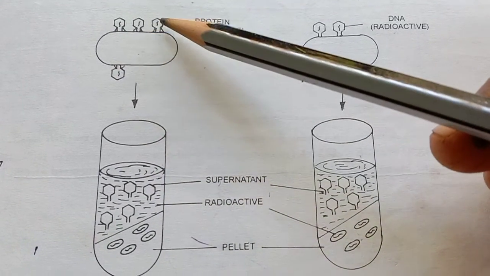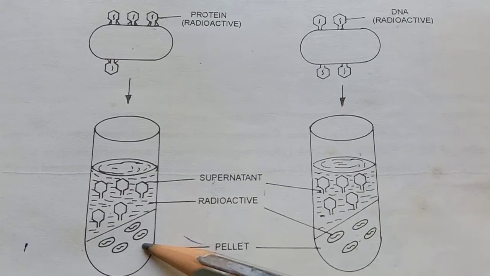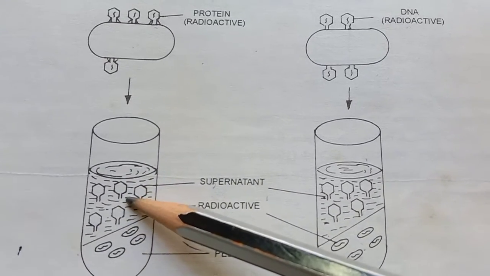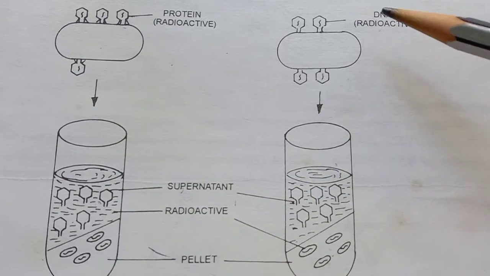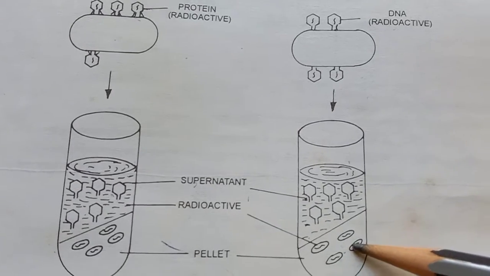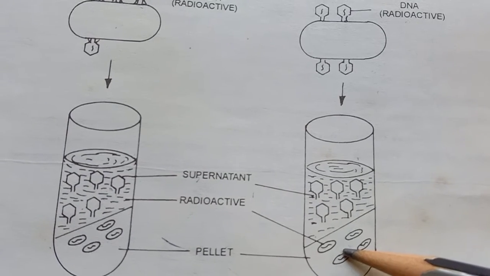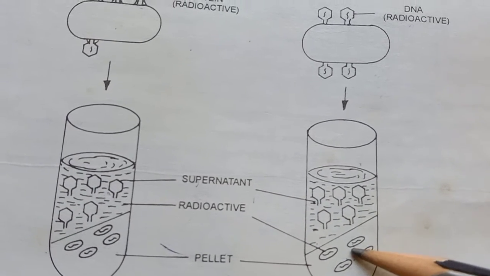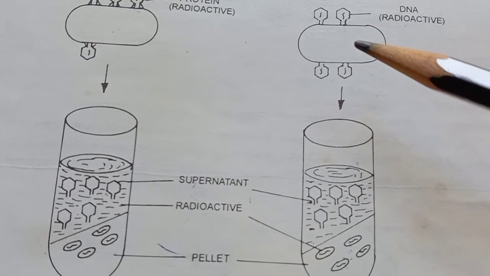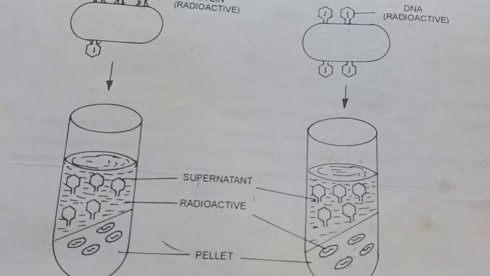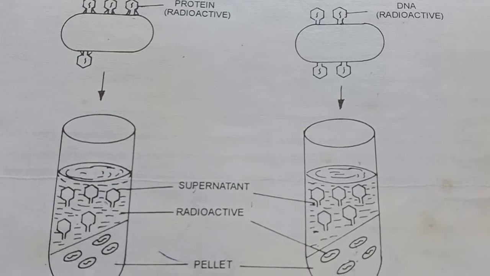Here the protein is radioactive, and after centrifugation you can see in the pellet there is no radioactivity, while in the supernatant there is radioactivity. That means the protein coat is showing radioactivity. In the second medium, where the DNA was radioactive, after centrifugation you will see the radioactivity in the pellet, which clearly shows that the genetic material which entered inside the cells is the DNA. So this experiment is very very important, showing that DNA is the genetic material.